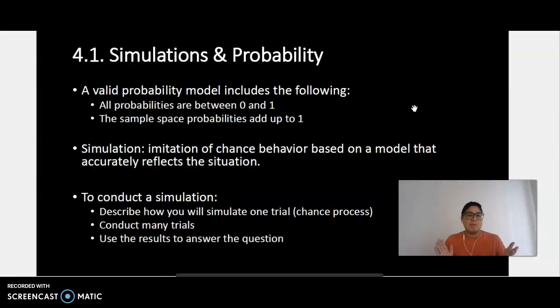So again, a valid probability model has the following. Your probabilities are between 0 and 1, and the sample space probabilities must add to 1. Simulations are the imitation of chance behavior based on a model that accurately reflects the situation. And we'll describe which method we're choosing. We're going to conduct many trials, and then we'll use the results to answer the question. We're actually going to run a few simulations in class to model this behavior. So that will be the conclusion of our first lesson here for Unit 4, Probability and Simulations.